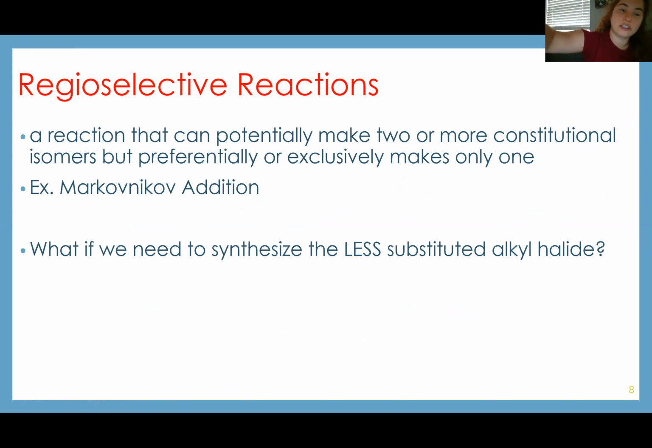So this type of reaction is called a regioselective reaction. Regioselective reaction just means a reaction that can possibly make two or more constitutional isomers, but it preferentially or exclusively makes only one. So Markovnikov addition is a perfect example of this because just looking at the alkene, you could see potentially two possible products, maybe more if you think about carbocation rearrangements, but it's going to favor creating the more substituted product.